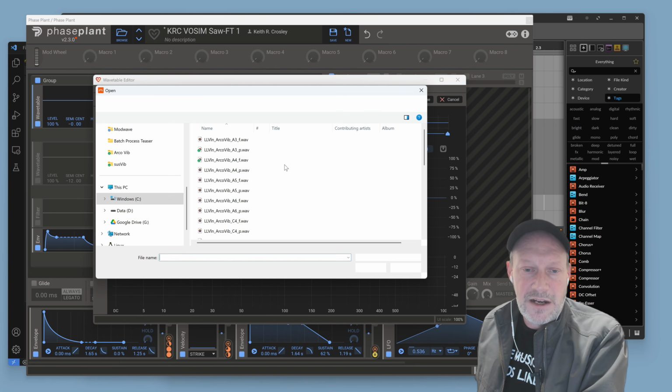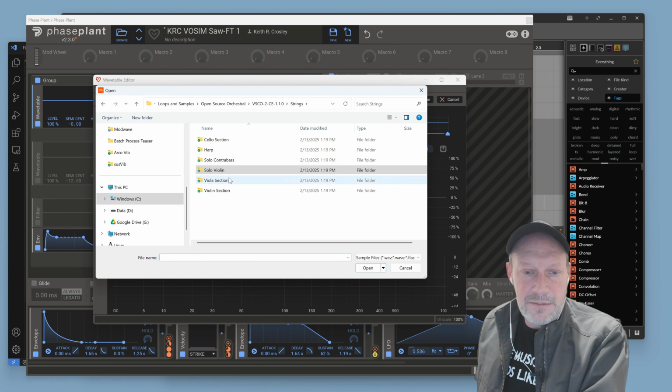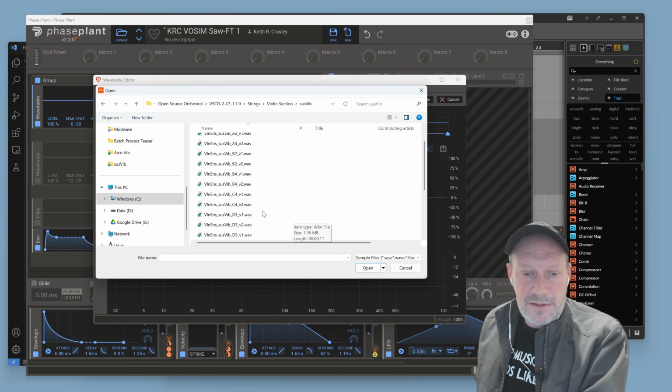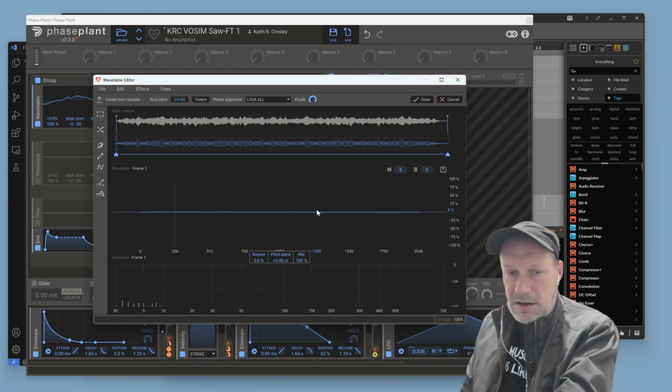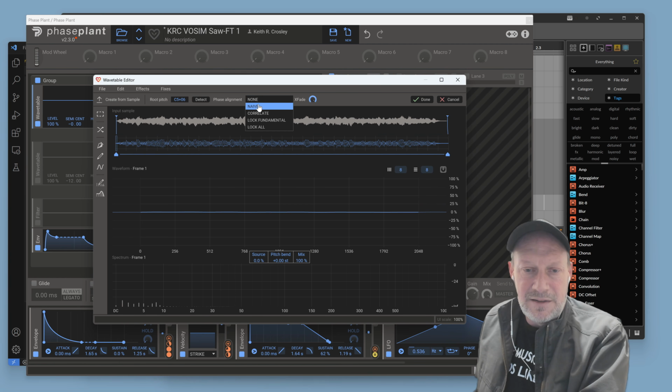I mean, that's fun and everything. But let's see, strings. Maybe we'll do, oh, it's a solo violin. Let's try to do a violin section. Let's do, let's see, sustained vibrato. We'll grab C4 velocity 2, shall we? This should work better. Well, it's not working better at all, is it?